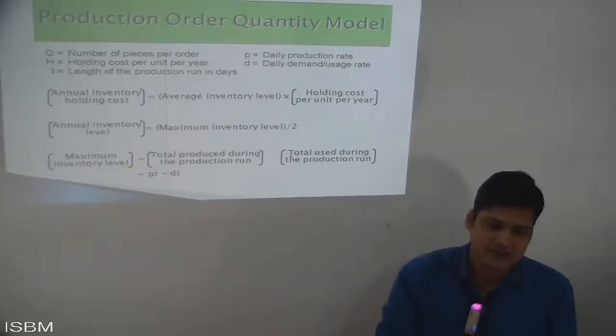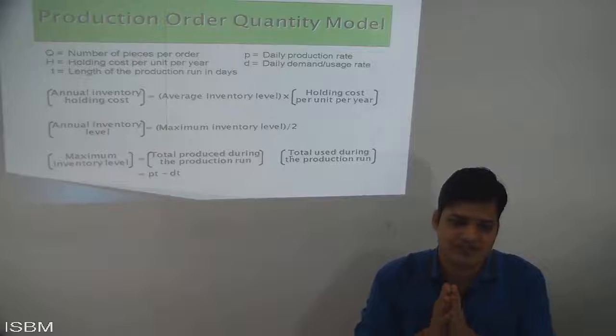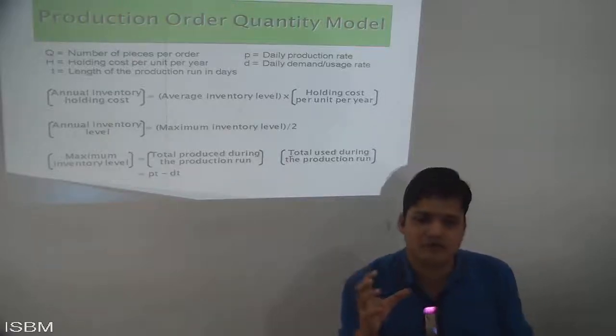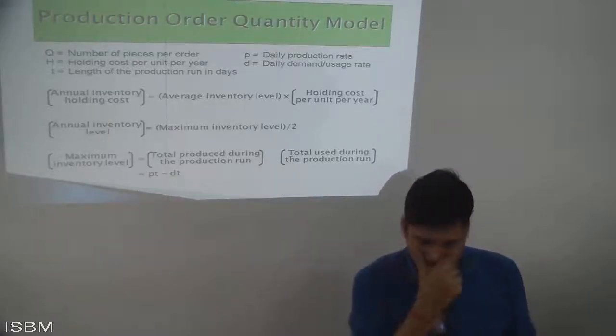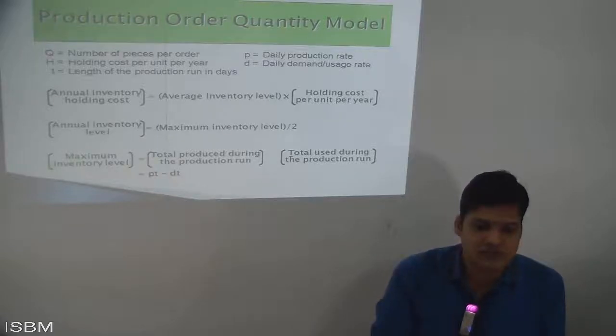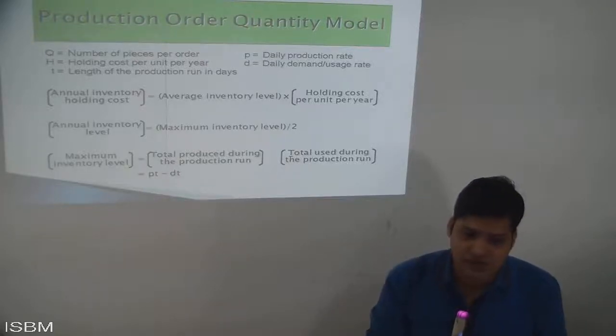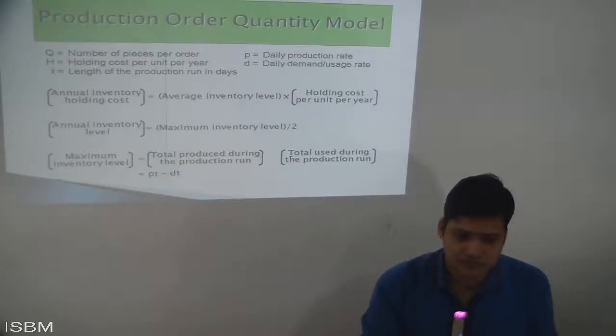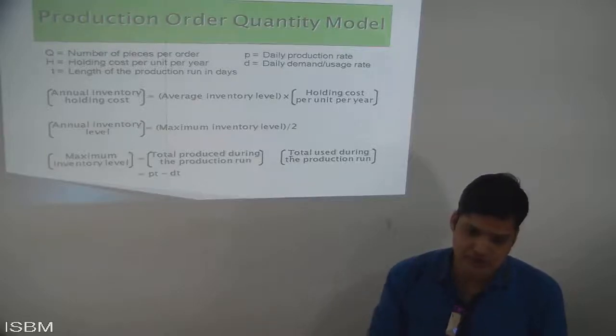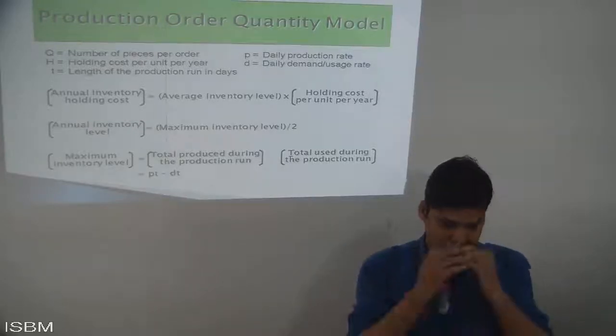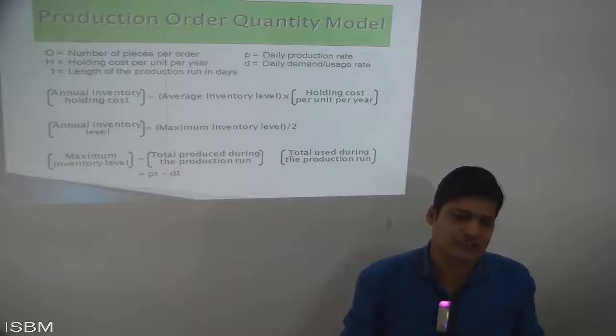The annual inventory holding cost is equal to the average inventory level times the holding cost per unit per year. The average inventory level is equal to the maximum inventory level divided by 2. The maximum inventory level is equal to the total production during the production run minus the total use during the production run. So pt minus dt. This is the production order quantity.